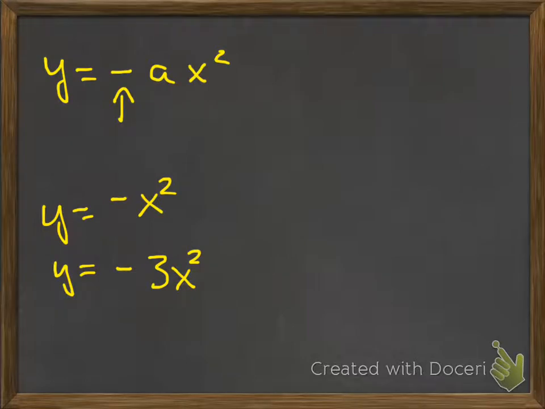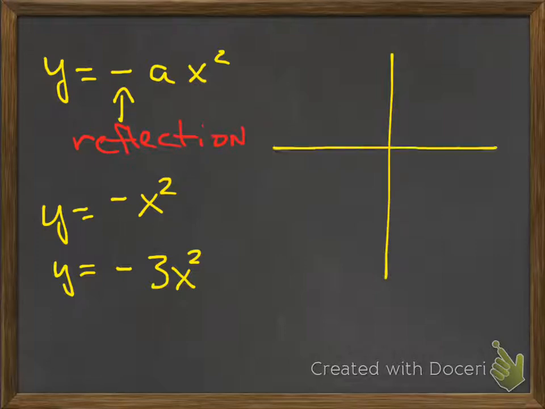Okay, so again, I told you I'd come back to the negatives. Well, here's the negative. What happens when it's a negative in front of the x squared? Well, what that means is a reflection. Remember, earlier you were talking about it being downward. Well, downward is another way of saying reflection. So let's show you a couple of examples of that and how you might write that.